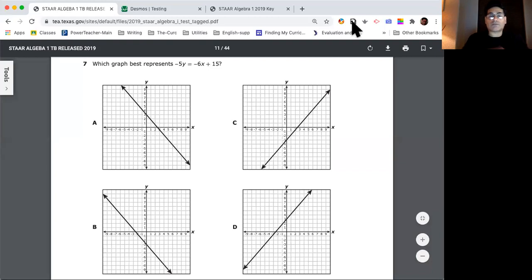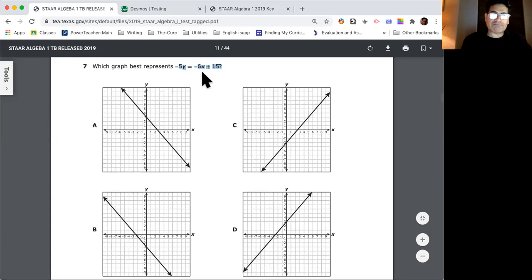Okay. Well, fortunately, some of them don't require as much work if you've got Desmos. Now you could use your TI calculator, but I am going to try my best not to compare the two. We'll leave that for another video. In this case, we take an equation again and just plug it right into Desmos and see what we get. Which graph best represents the equation -5y equals -6x plus 15?